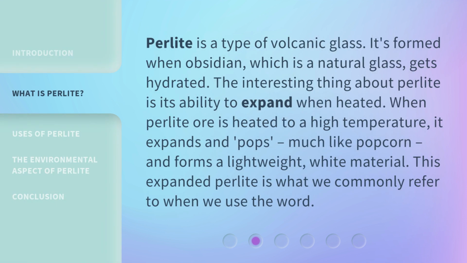Perlite is a type of volcanic glass. It's formed when obsidian, which is a natural glass, gets hydrated. The interesting thing about perlite is its ability to expand when heated. When perlite ore is heated to a high temperature, it expands and pops, much like popcorn, and forms a lightweight, white material. This expanded perlite is what we commonly refer to when we use the word.